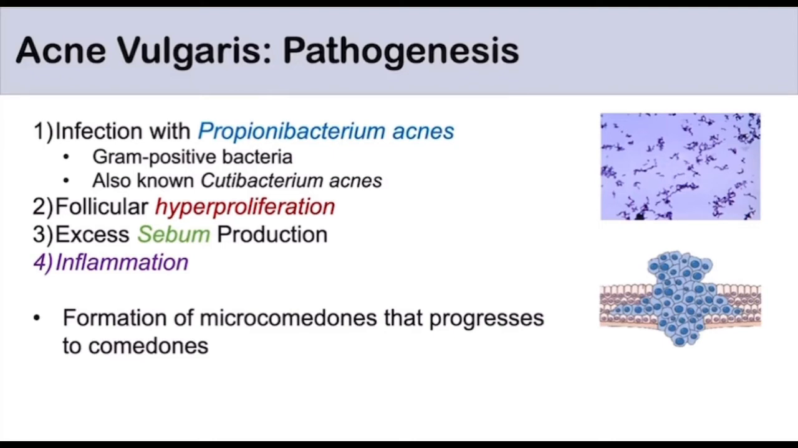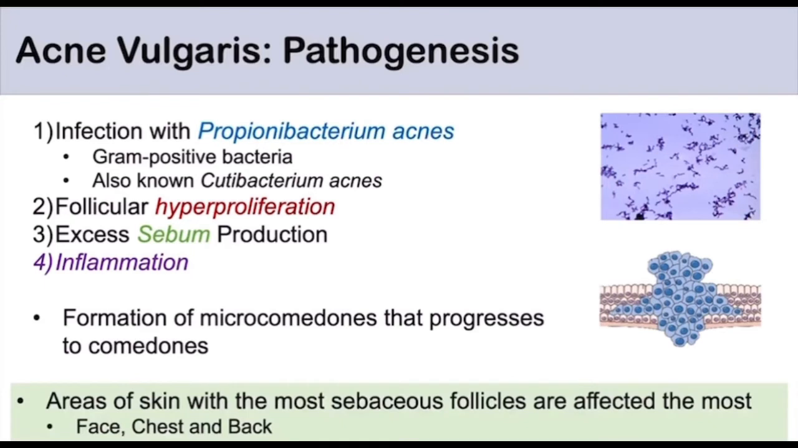The microcomedone then progresses to a comedone. So microcomedones are essentially a plug of skin cells, and it progresses to the comedones that you see in acne themselves. And with regards to acne, the most common areas of the body that are affected by acne are generally the face, the chest, and the back, because these areas contain the most sebaceous follicles. And because they have the most sebaceous follicles, it fits in line with our third key component of the pathogenesis of acne, excess sebum production. So the sebaceous glands make sebum, and wherever you're going to have a high density of these sebaceous follicles, like the face, chest, and back, you're going to have more acne occurring in those areas.